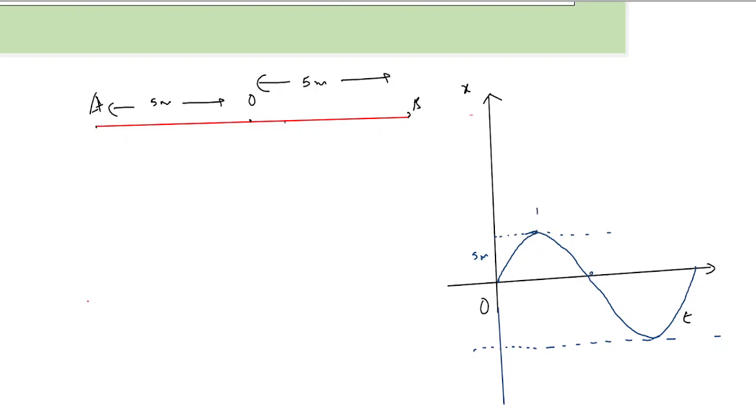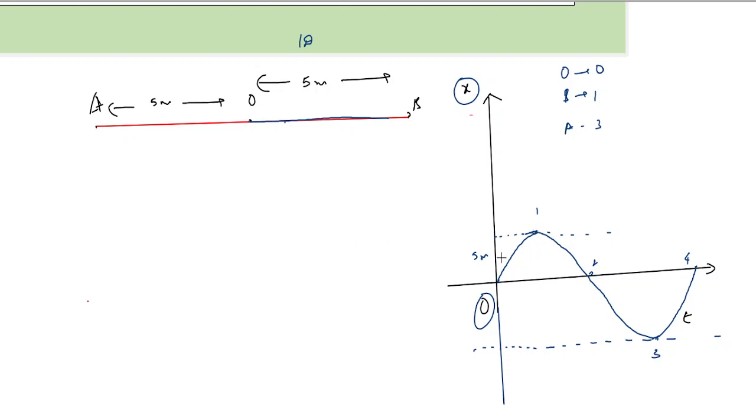Let's call this point 1, this is point 2, this is point 3, this is point 4. So the point 0 corresponds to point O here. Corresponding to point B, it will be point 1. Again, corresponding to point A, it will be point 3. So the particle goes from point O to point B. The displacement is increasing. Keep in mind that this is not the particle's actual motion, it's only oscillating in one dimension. This is the displacement graph along this.